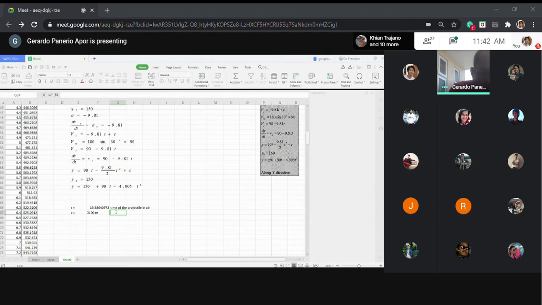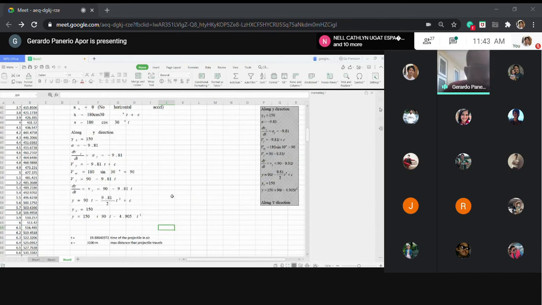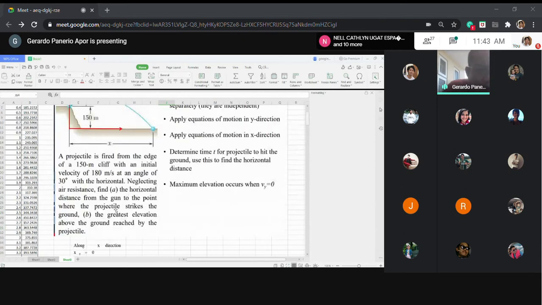Max distance that the projectile travels. Okay. So, the horizontal distance is okay now, no?